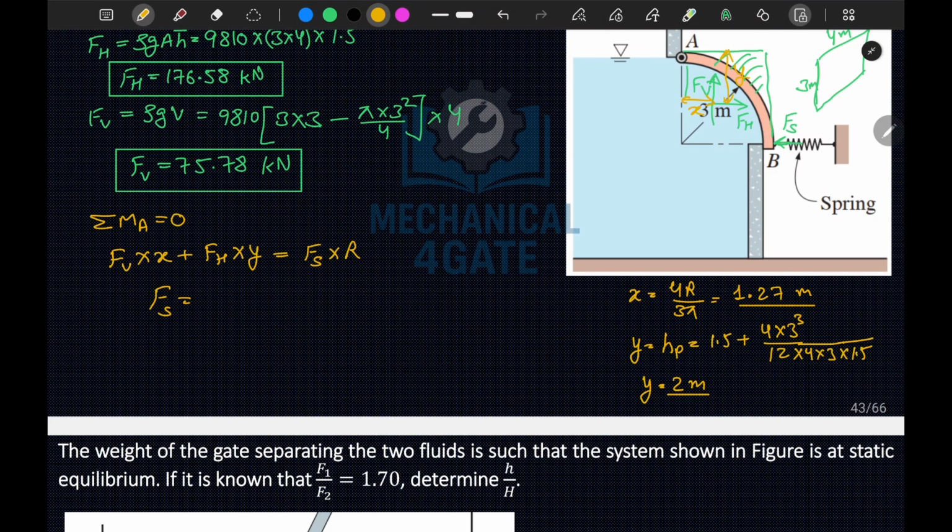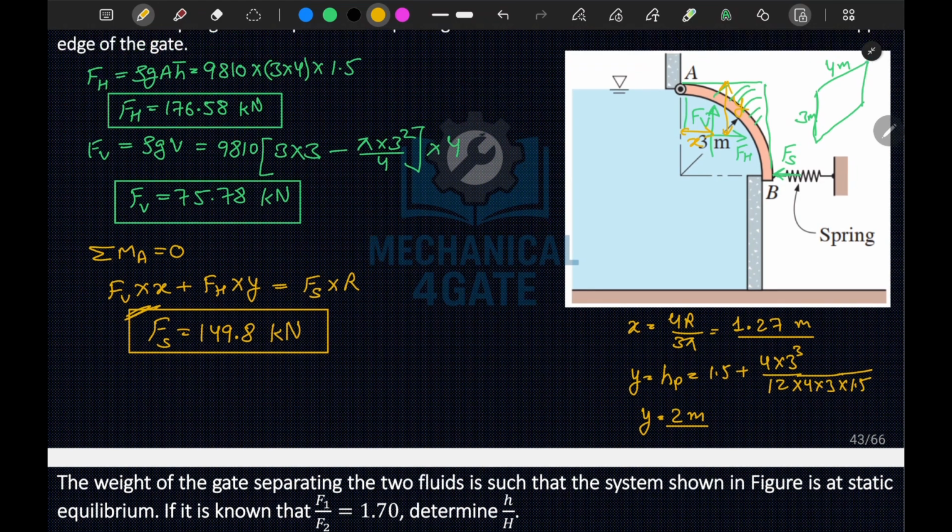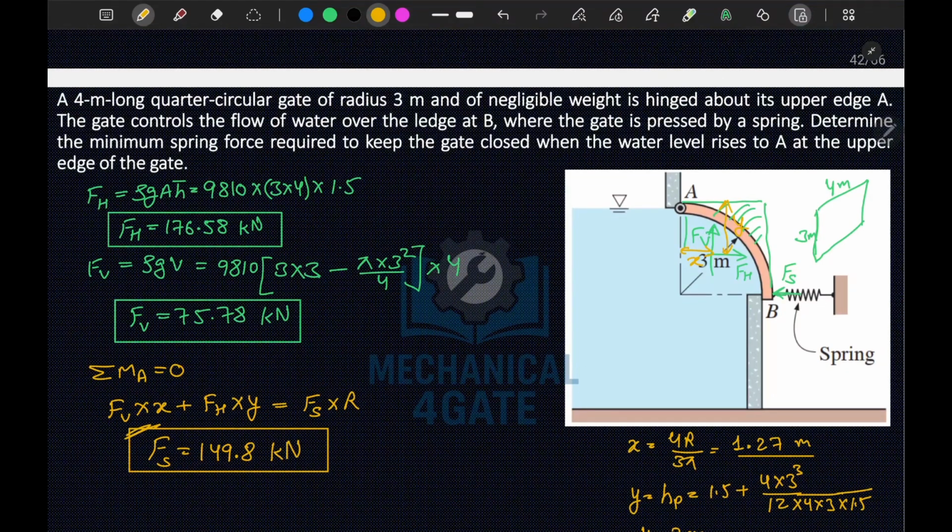So let's solve these values first. FV is equal to 75.78 into x, which is 1.27, plus FH, that is 176.58 into y, that is 2. Then divided by r, that is 3. So we have obtained Fs is equal to 149.8 kilonewton. This is the spring force required to hold the system together. Now let's move to the next question.